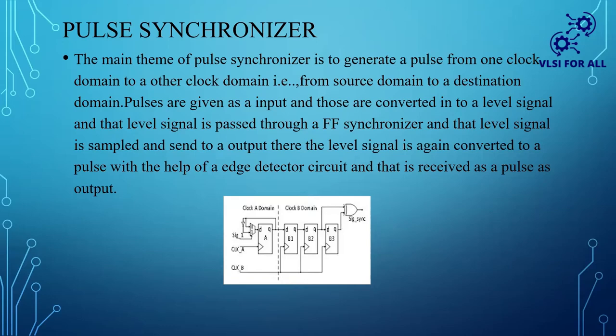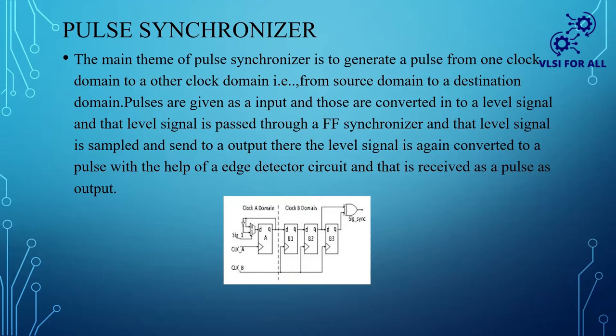As I said, the output should be a pulse. So here we have used an edge detector circuit on the destination side. There the level is again converted into a pulse, and we receive a sampled pulse at the output. So what is a pulse synchronizer? A pulse synchronizer is used for generating a pulse from one clock domain to another clock domain, that is, from the source domain to the destination domain.